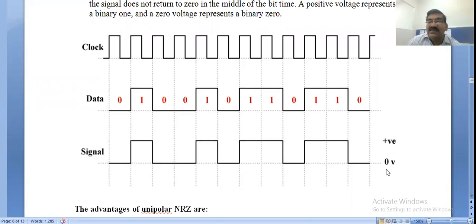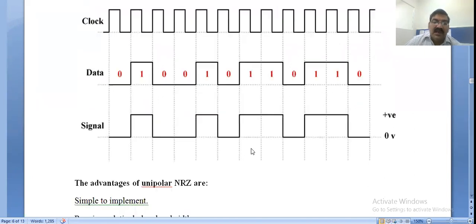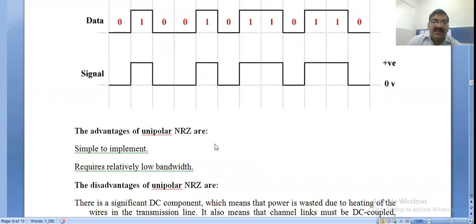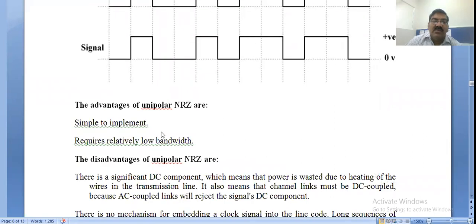Unipolar, you can see it is 0 and positive, so it is only in the positive half. So it is unipolar NRZ. We will see what are the advantages. It is simple to implement and requires relatively low bandwidth. As compared to RZ, the bandwidth is low.